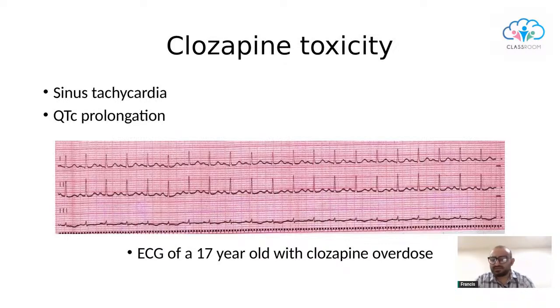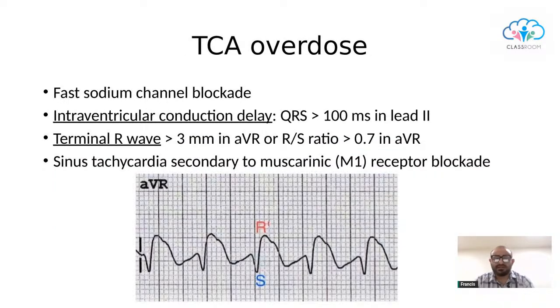And since on monitors it's very difficult to measure corrected QT, a rough rule of thumb is if the end of the T wave is more than half the RR interval, then it's safe to assume the patient has QT prolongation. In TCA overdose, tricyclic antidepressant overdose, because of fast sodium channel blockade, there will be interventricular conduction delay.